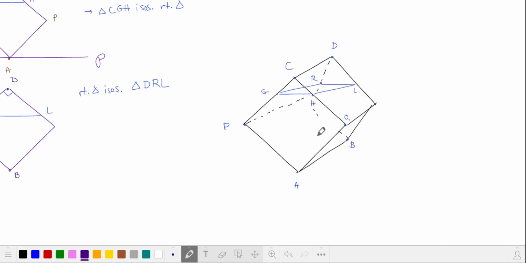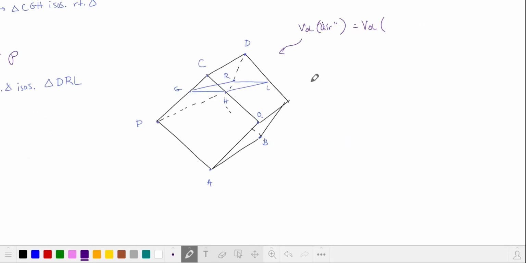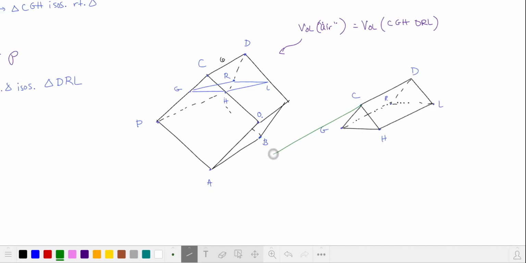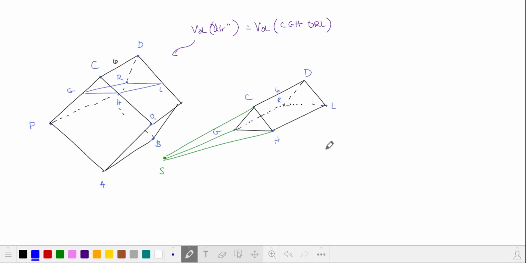It looks like rather than finding the volume of the water, it'll be easier for us to find the volume of the air above contained in this frustrum between triangles CGH and DRL. Again, CD is the side length of our cube, so it has length 6. We should be able to extend CD, HL, and RG. We'll call this point where they meet S. This distance is 6. Let's find the dimensions of these two isosceles right triangles.